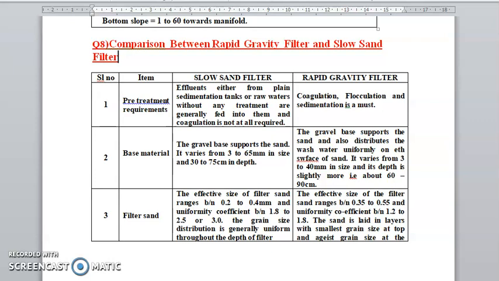To summarize the base material: in the slow sand filter, the gravel base supports the sand, varying from 3 to 65 mm in size and 30 to 75 centimeters in depth. In the rapid gravity filter, the gravel base supports the sand and also distributes the wash water uniformly on the surface of the sand, varying from 3 to 40 mm in size, and the depth is slightly more, about 60 to 90 centimeters. Now we go for the filter sand.